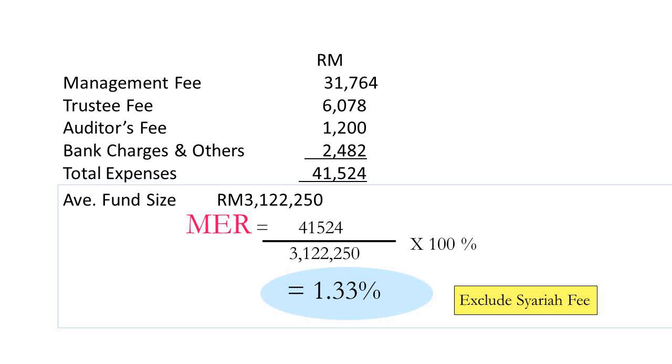The fee, as I told you earlier, is being paid by the company to the Sharia advisor or Sharia committee. It's not inside here. So in your fund, the Sharia expenses are not part of the calculation. So the company pays the Sharia advisor or Sharia committee separately.